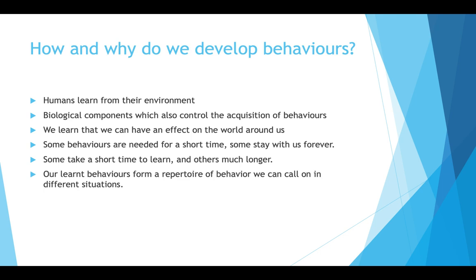So our learned behaviours come together to form what's called a repertoire of behaviour. This is a collection of all the different behaviours we've either learnt directly. As humans, we're very good at learning through observation as well. We can have a good go at things that maybe we've even just seen. And we can call on these behaviours in different situations.